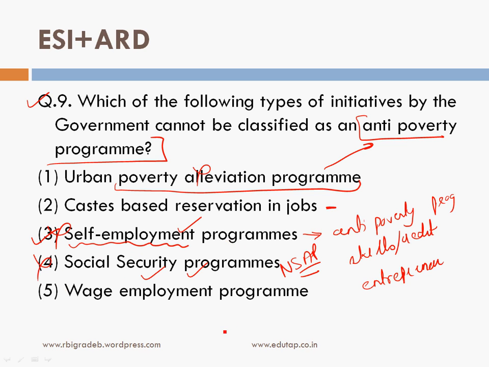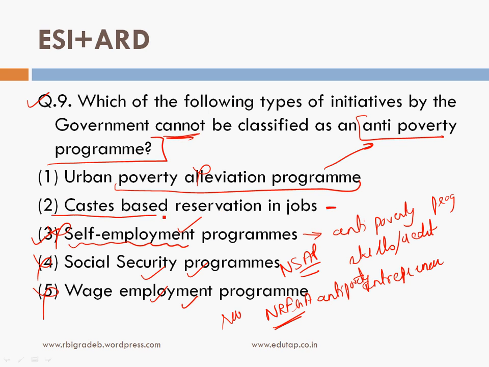The wage employment programs, like NREGA, we can see, right? We have seen that it is again directed towards anti-poverty: elimination of poverty, eradication of poverty, reduction of poverty. So this is also an anti-poverty program, so this cannot be the option, because we have to select the option that cannot be classified as an anti-poverty program.